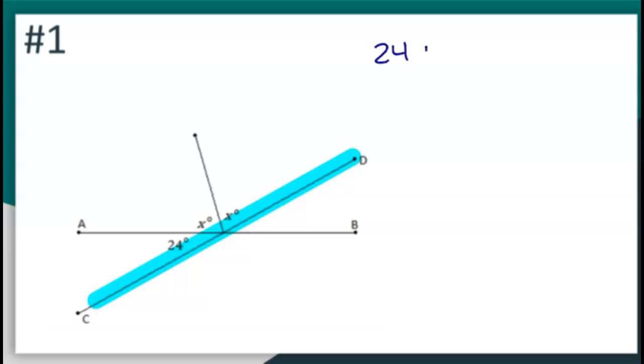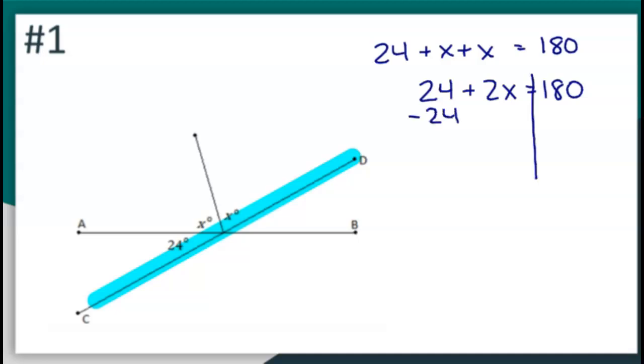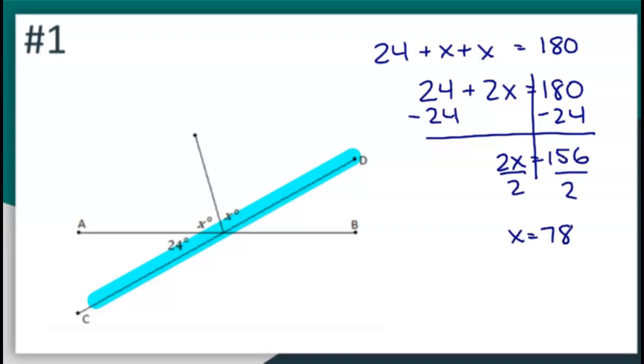24 plus x equals 180 degrees. Now, very likely you're going to want to shorthand this equation. And as we're working through this and we're trying to figure out what x is, we are going to solve this like a typical two-step equation. Okay, so I get an answer of x equals 78. So we've got 78 degrees in each of these measures.